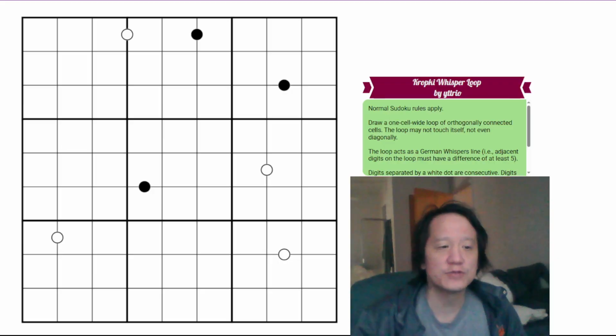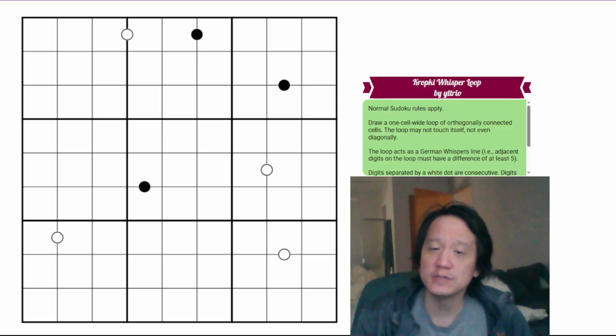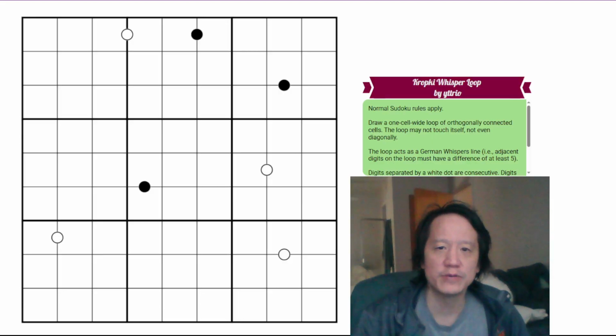And take that easiness with a grain of salt because it's considered easy by the people on the Logic Masters Germany forum, and there's a lot of really smart people there. Today's puzzle is called Kropki Whisper Loop by Yitrio, and here are the rules.